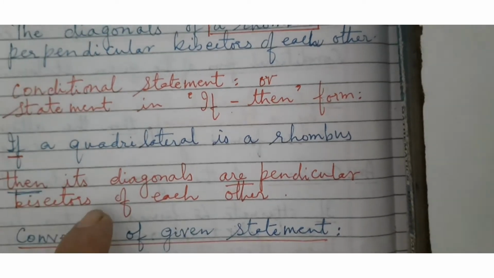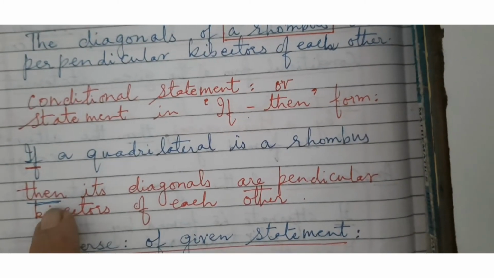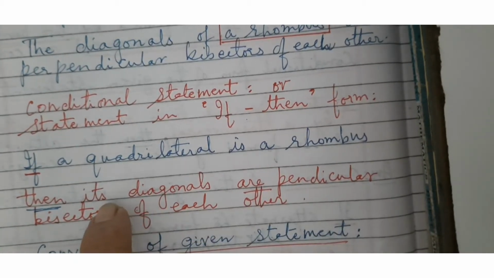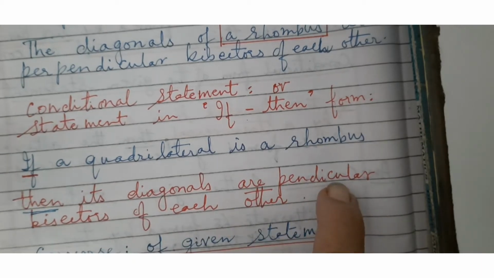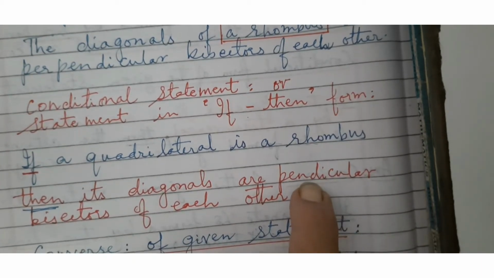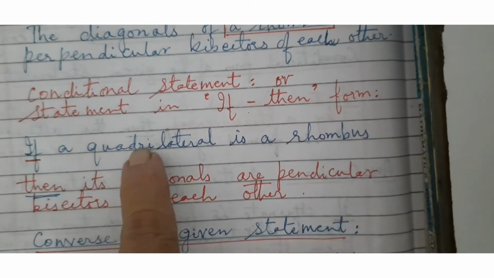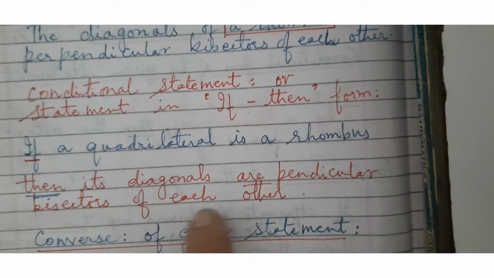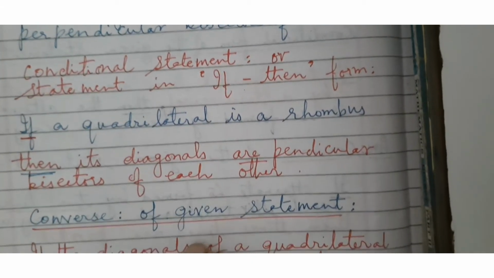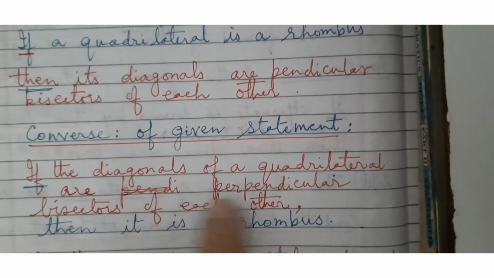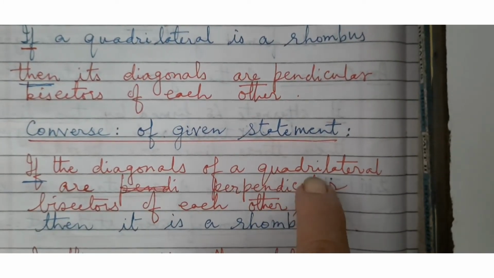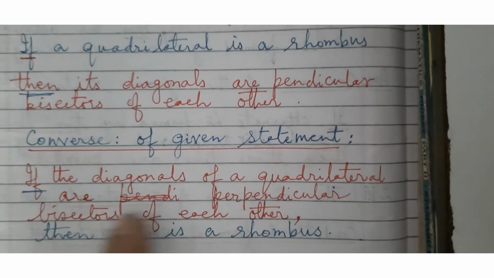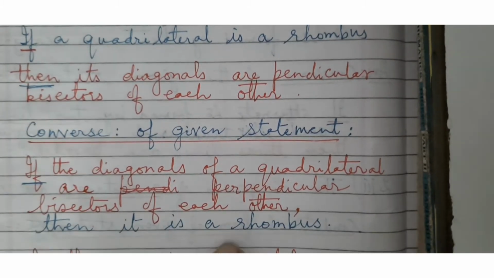Now what will come in the converse? In the converse, what is the then part over here will become the if part. In other words, in the if part we'll say if the diagonals of a quadrilateral, don't say diagonals of a rhombus, because the rhombus will come in the then part. The quadrilateral is a rhombus, that will come in the then part. If the diagonals of a quadrilateral are perpendicular bisectors of each other, then it is a rhombus. See the answer. Don't mention rhombus in the if part, because in the then part you have to mention it's a rhombus.